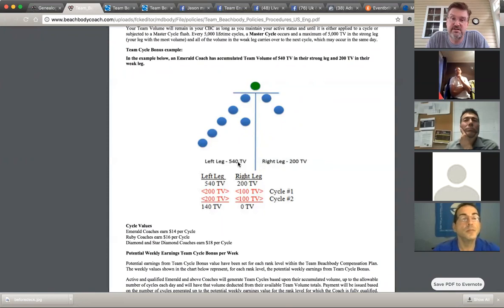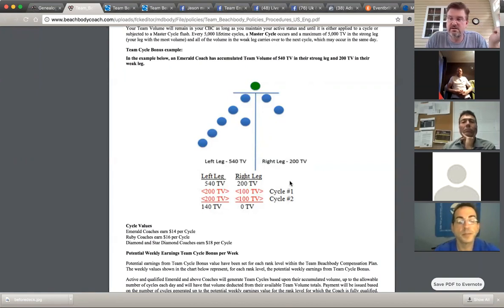So if your coaches and their customers have spent whatever amount of money, let's say they spent 540 dollars, and that equates to 540 team volume points, right? Since it's basically a one-to-one for Shakeology and workout programs and stuff like that. So in this example, on the left leg there's 540 team volume points, and on the right leg there's 200 team volume points. Okay, so it's a 2-to-1 ratio.